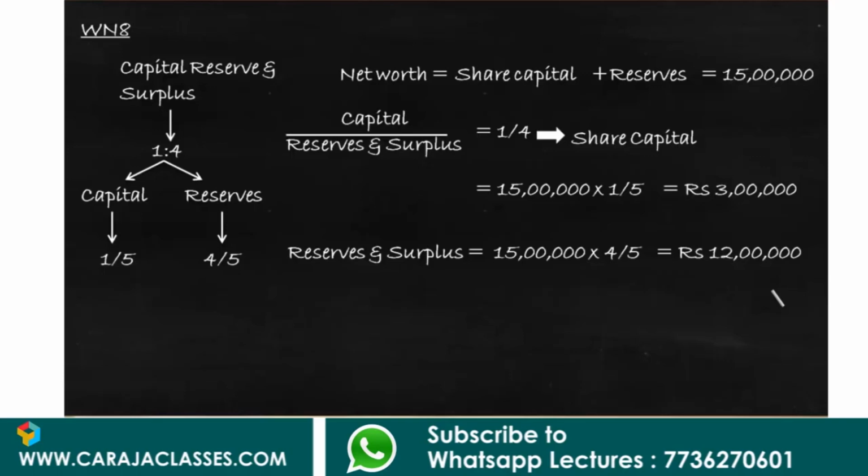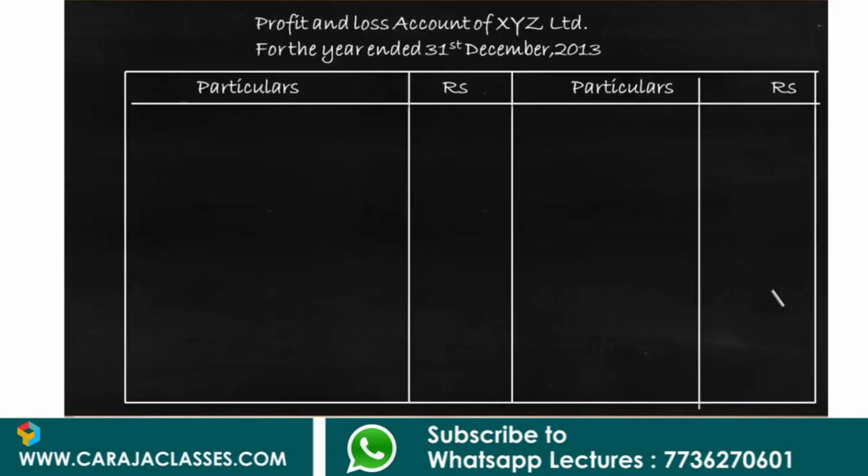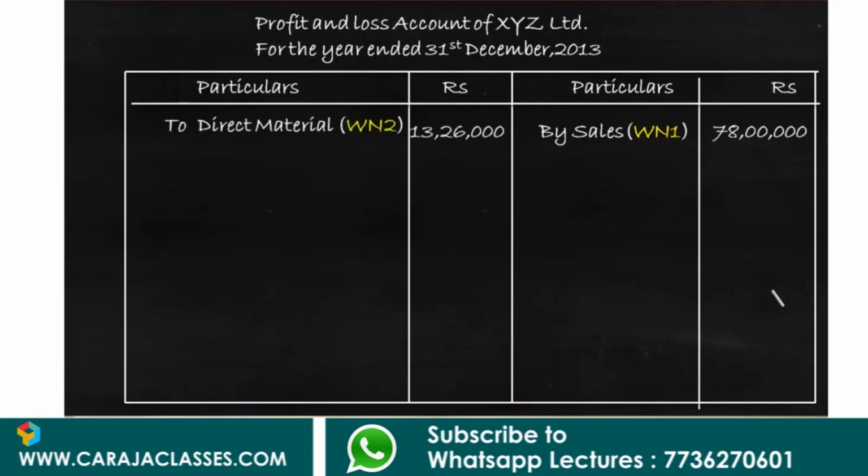Now we'll move and prepare the profit and loss account and balance sheet. So let us prepare the profit and loss account of XYZ Limited for the period ended 31st December 2013. So first let's start with sales. We have found this in working note 1, which is 78 lakh. Then we have computed the direct material in working note 2, which is 13 lakh 26,000. Then we have also found the direct wages through percentage of works cost, which is 6 lakh 63,000.